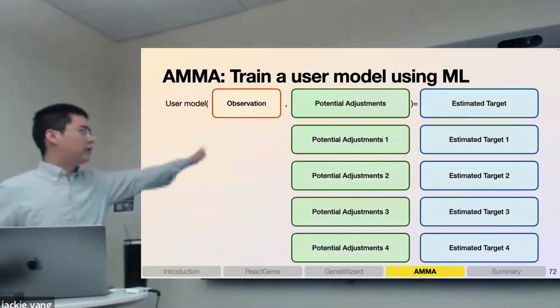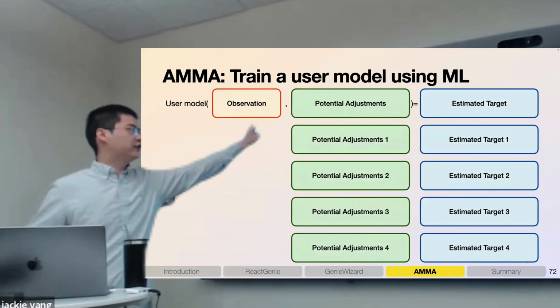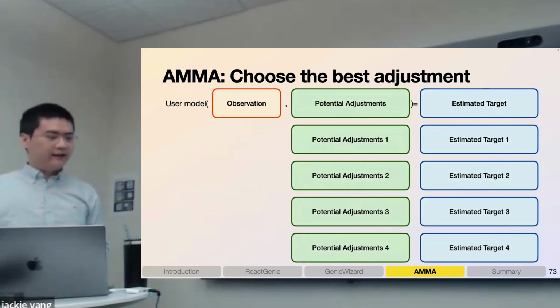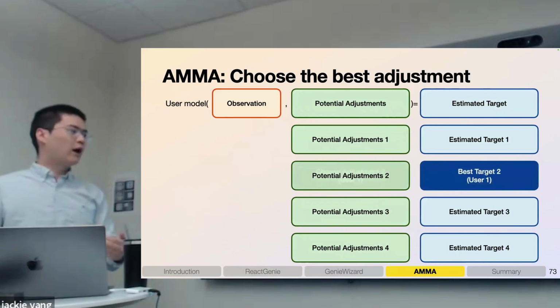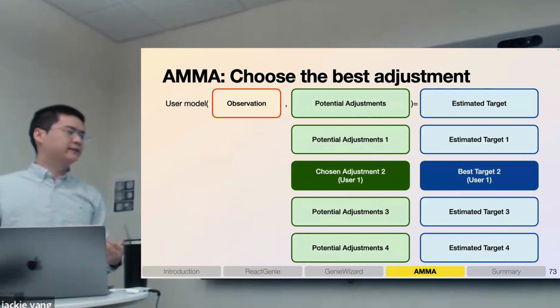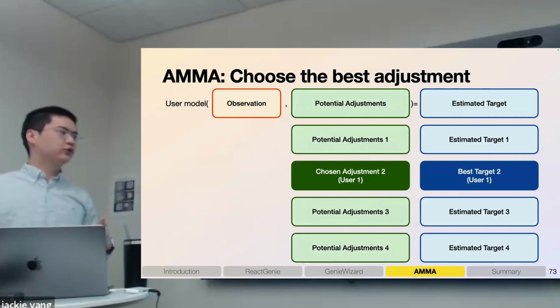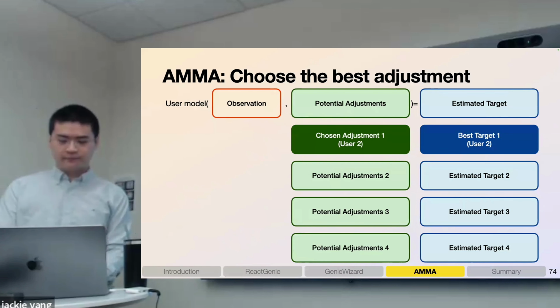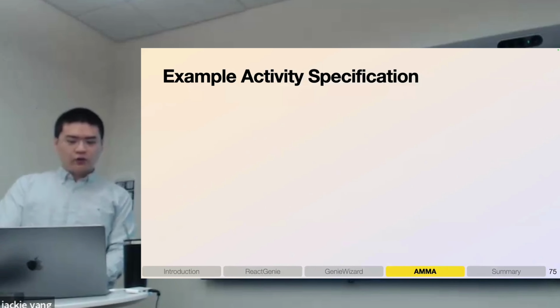So we will build a user model that does that. From the observation and potential adjustment, we would get an estimated target. And what AMA is doing is basically trying to find the best adjustment that will reach the best target. For example, for one user, maybe one target is the best, so we would choose the adjustment corresponding to that target. Similarly, for another user, maybe another target is the best, so we would choose the adjustment accordingly. So that's the core idea of AMA, and let's see how AMA works.